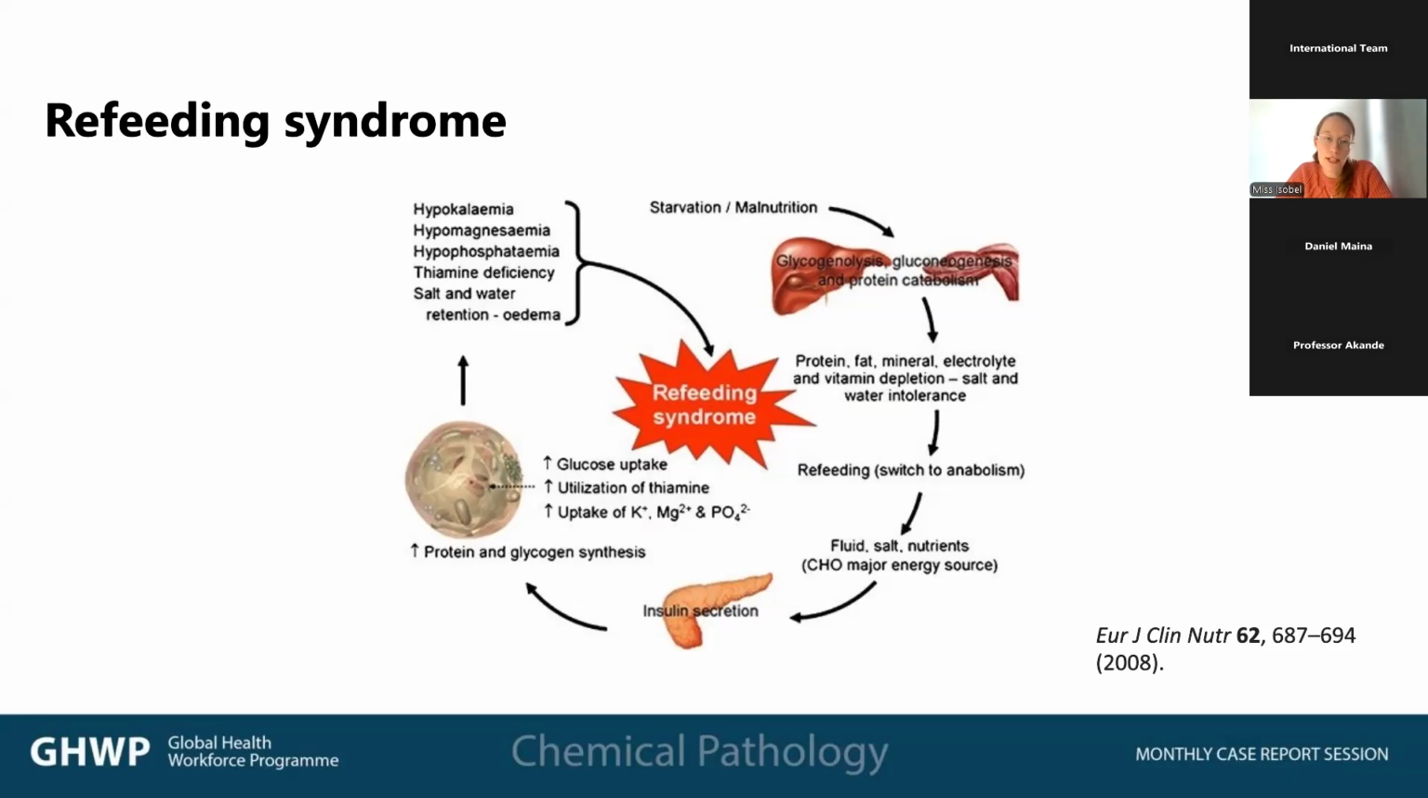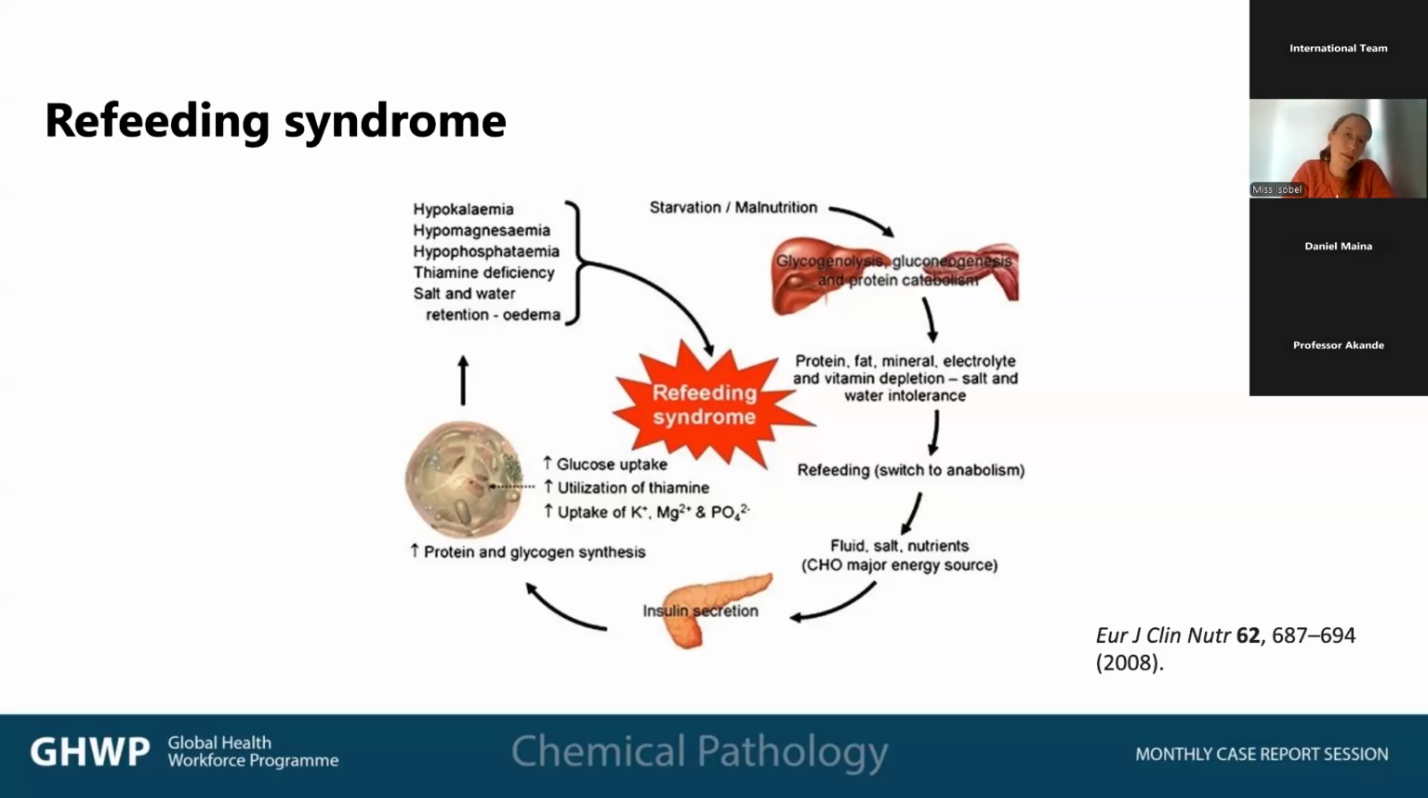Insulin is secreted from the pancreas, leading to protein and glycogen synthesis, and glucose, thiamine, potassium, magnesium, and phosphate are taken into the cells, and this leads to sometimes very rapid cases of hypokalemia, hypomagnesemia, hypophosphatemia, and thiamine deficiency. And you can also get salt and water retention. And this can be very, very dangerous for the patient. And you can also get a lot of swelling. So it's really, really important that we pick this up really early.